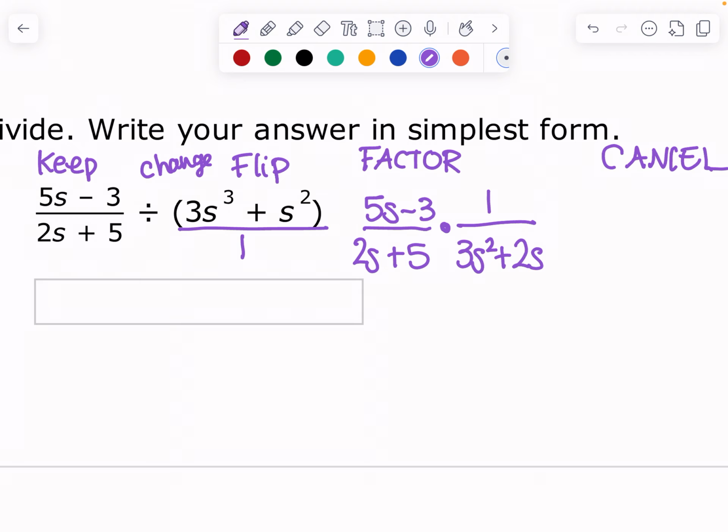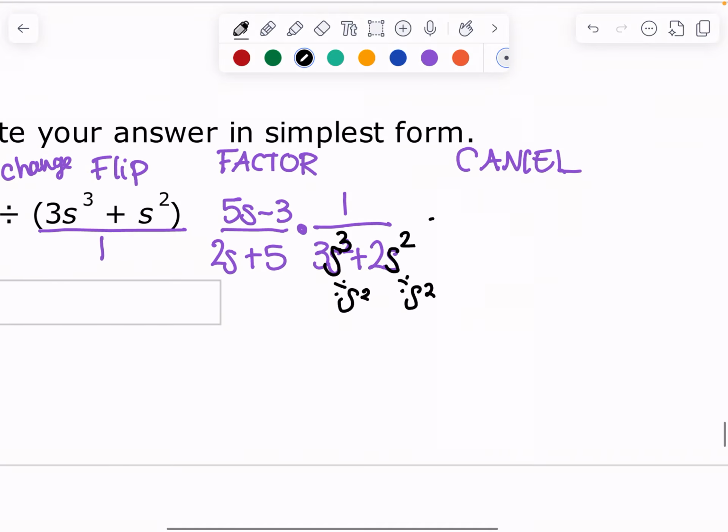So that was keep, change, flip. Now I need to look in everything and see if there's anything that can factor out. With 5s and minus 3, nothing's going to factor out, right? 2s plus 5, again, nothing in common with those. But with 3s squared and 2s, I can see that they both have this s in them. I just realized, they both have an s squared in them. So I would divide by s squared.